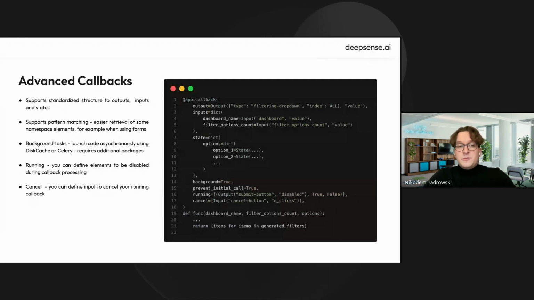What else? You have pattern matching, which allows you to select all the components that have a specified type, index, or any namespace that you defined. What else? We have background tasks. You can launch your code asynchronously using Diskcache or Celery, which would require you to install additional packages, but those are helpful for long-running tasks because the callback has a 30-second timeout if it did not return any result.